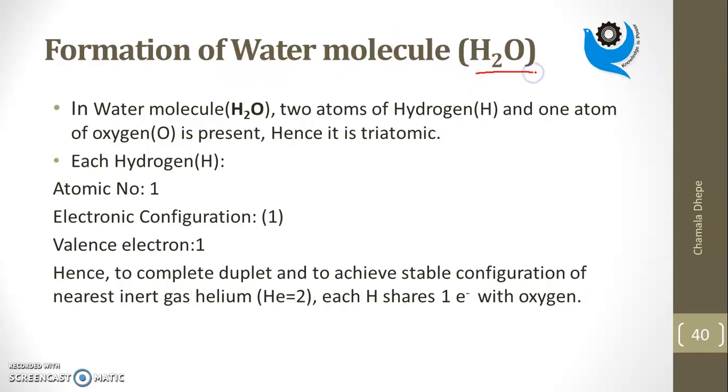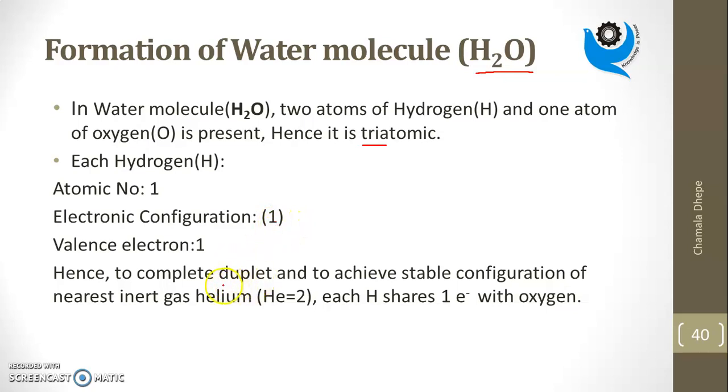It is H2O. Okay, in the water molecule, that is in H2O, two atoms of hydrogen and one atom of oxygen are present. Hence, how many atoms are there? Two of hydrogen and one of oxygen. So total three atoms are there. Hence it is a triatomic molecule. Okay, each hydrogen, its atomic number is 1, electronic configuration is also 1, how many valence electrons are there? 1.